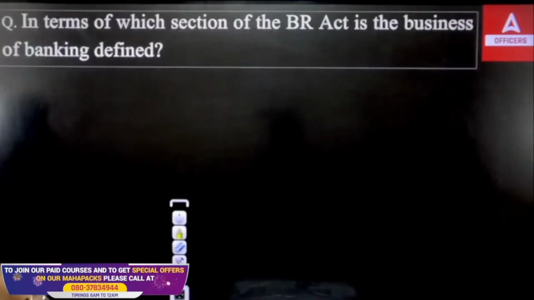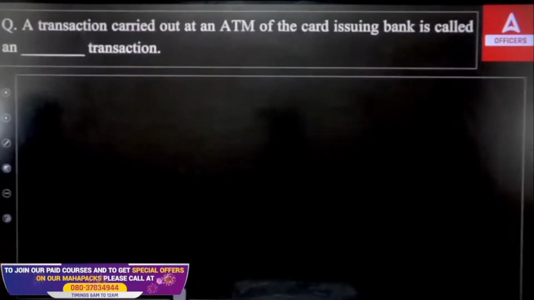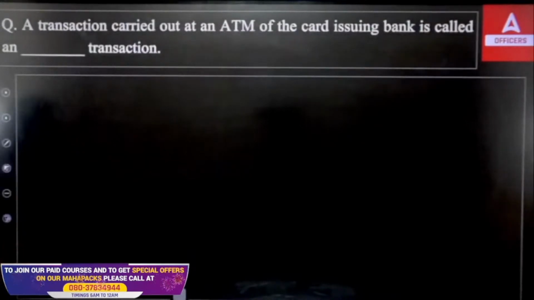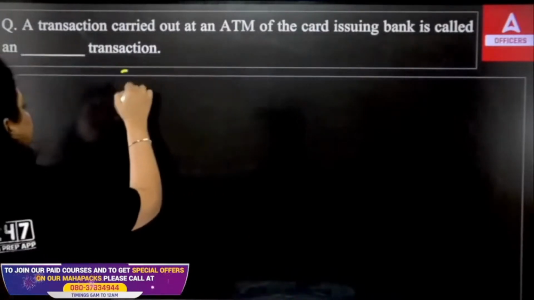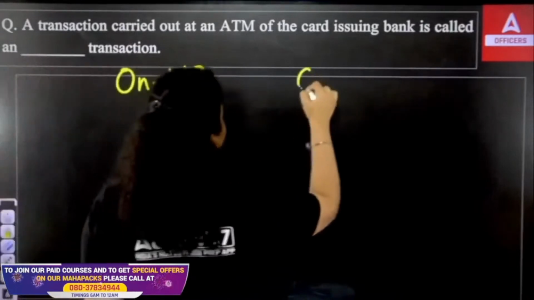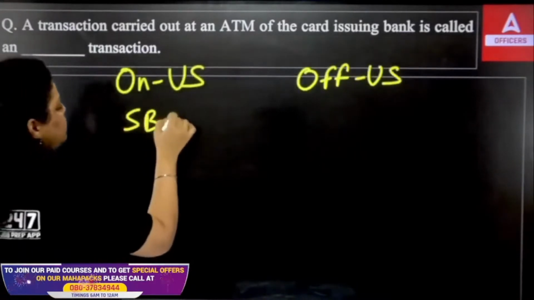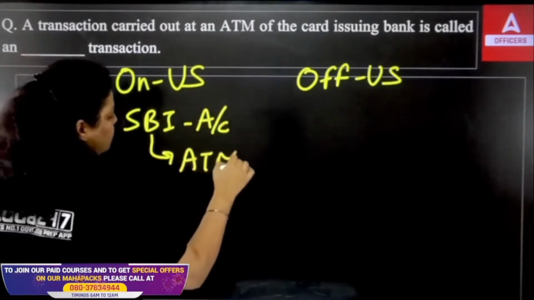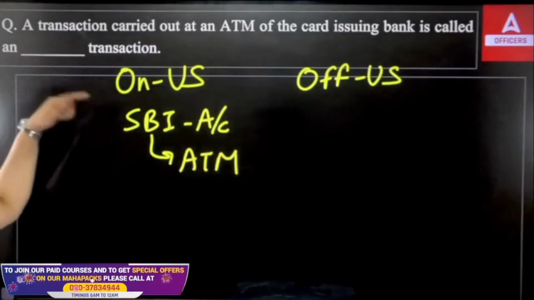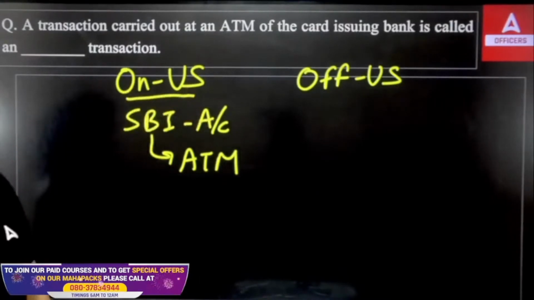In terms of which section of the Banking Regulation Act is the business of banking defined? So this we have done already. This is a repeated question. Really sorry. Now, a transaction carried out at an ATM of the card issuing bank is called a dash transaction. See, there are two types of transactions. First is on us. Second is off us. On us transaction means, let's say you have an account in SBI and you have an ATM of SBI. So when you have an account of SBI and you are using the ATM of SBI only to withdraw the money, that is known as an on us transaction.